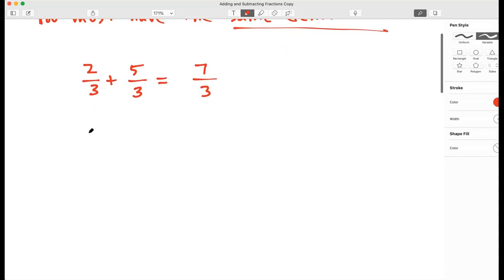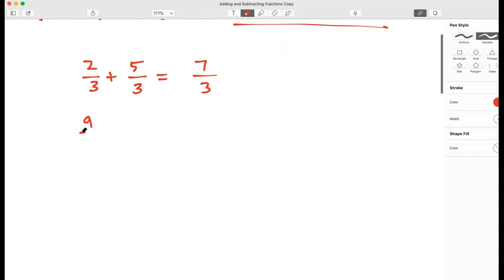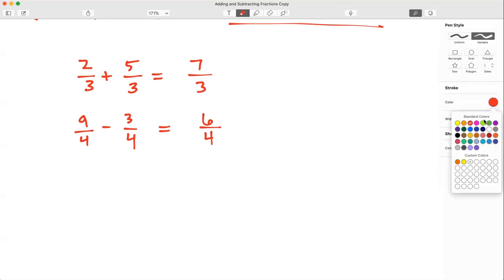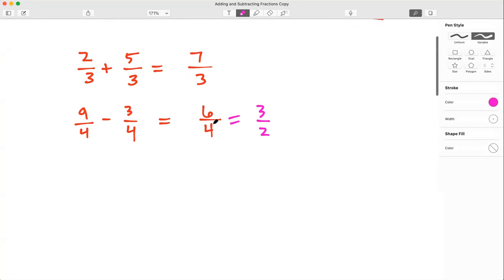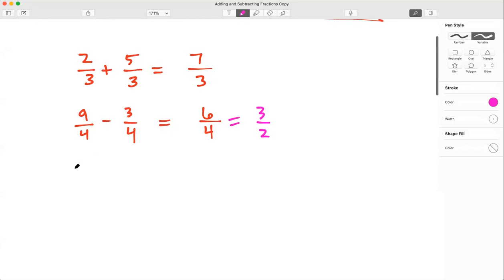Okay? How about if you're subtracting? 9/4 minus 3/4. Well, again, you can subtract these because they have the same denominator. So the denominator stays the same. The only numbers that are going to change is the numerator. So you're going to go 9 minus 3 is 6. And because 6/4 can be reduced, you're going to do that. So 6/4 reduces to 3/2. Always put your fractions in simplest form at the end of a question.